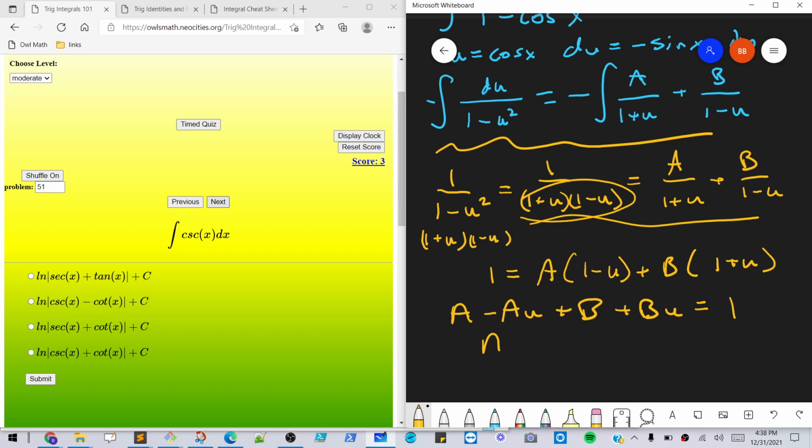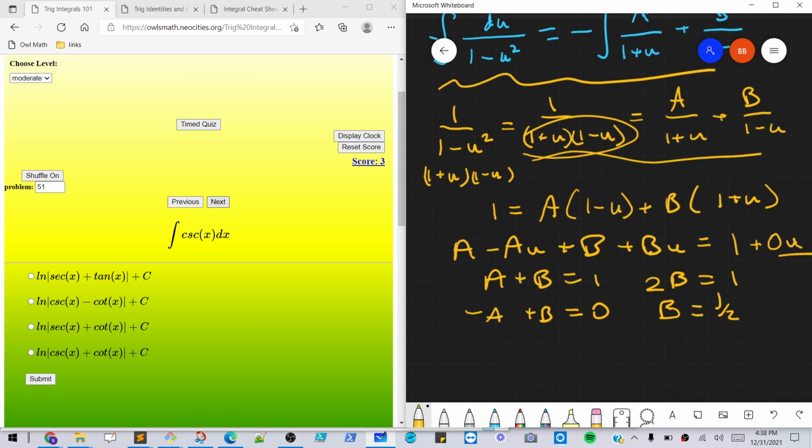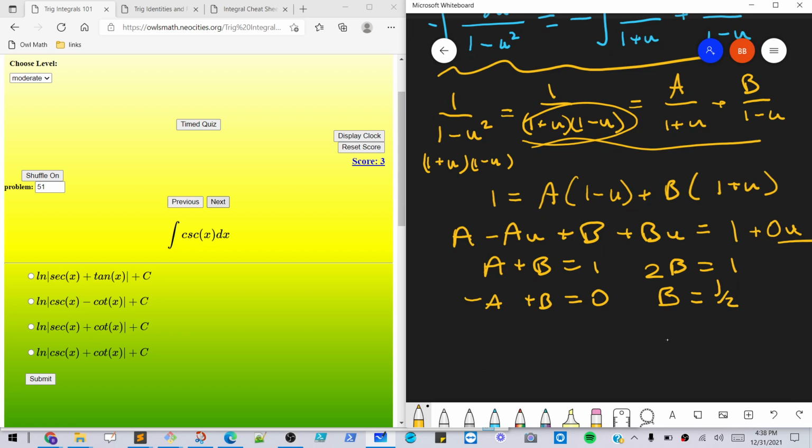Then what that means, we're going to say A plus B equals 1. And then negative A plus B is equal to 0, because there's no u term on this side, right? We can write it like that. So then you end up with a little system of equations. We could add these two equations together and we get 2B equals 1, or B equals 1/2. And if B equals 1/2, then A is also going to be 1/2.